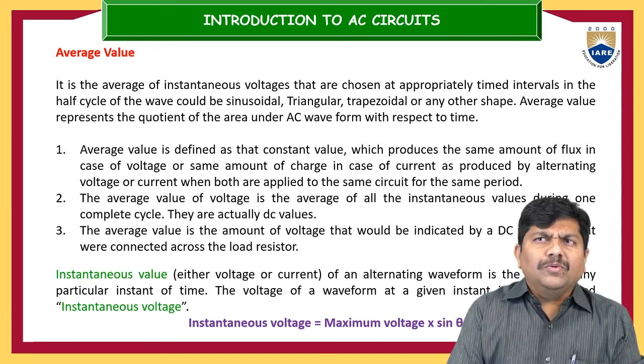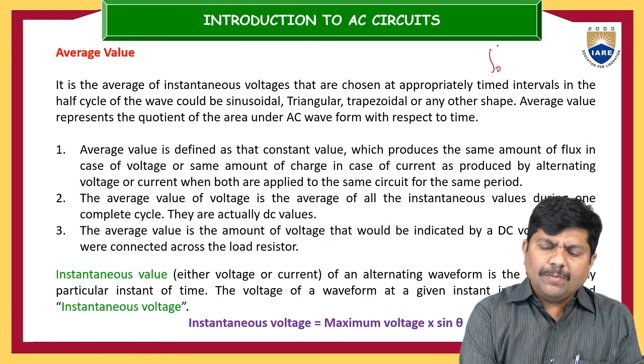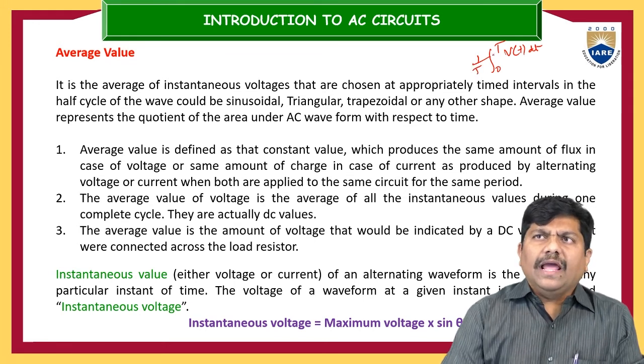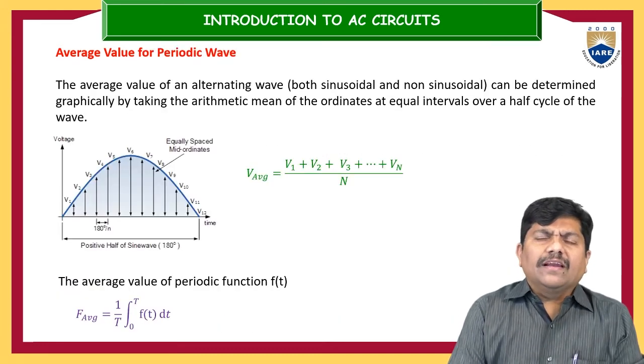The average value can also be defined mathematically as 1 by the time period, integral from 0 to the time period of V of t into dt. And the definition is that it is the average of all the instantaneous values during one complete cycle.